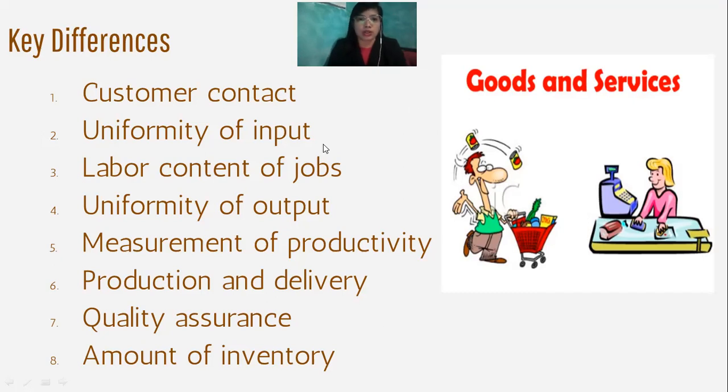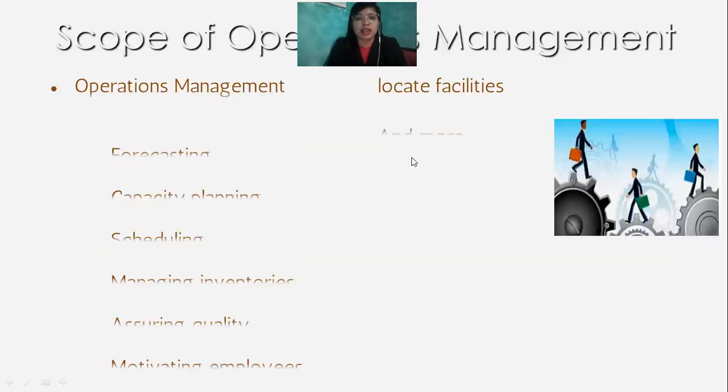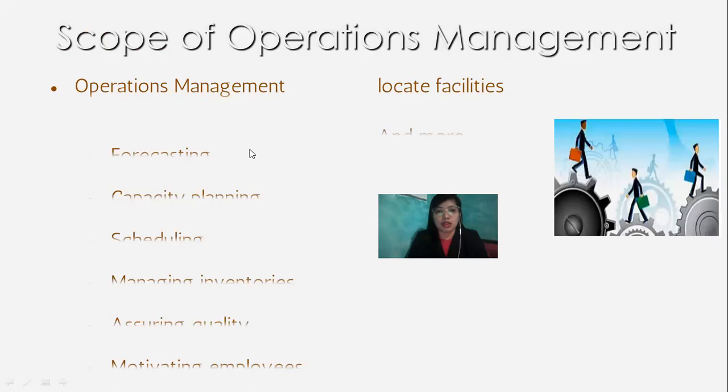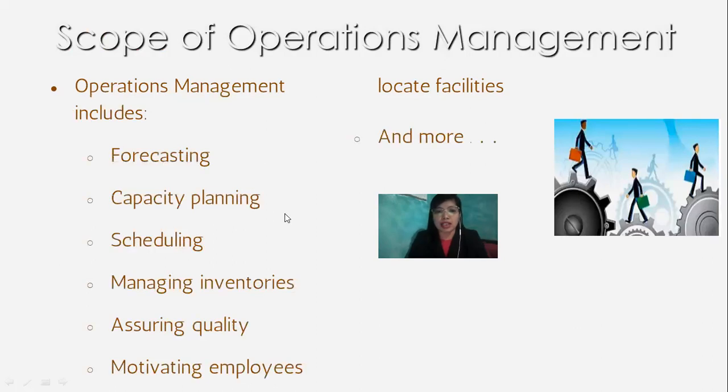For the scope of operations management, here are the following activities. We do forecasting, capacity planning, scheduling, managing inventories, assuring quality, motivating employees, locating facilities, and human resources.